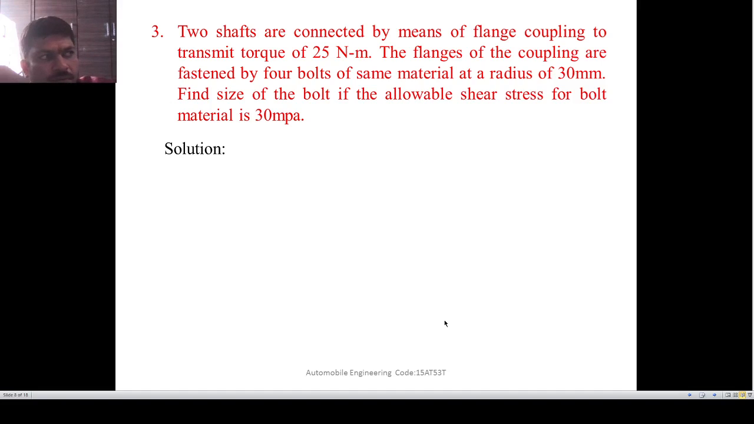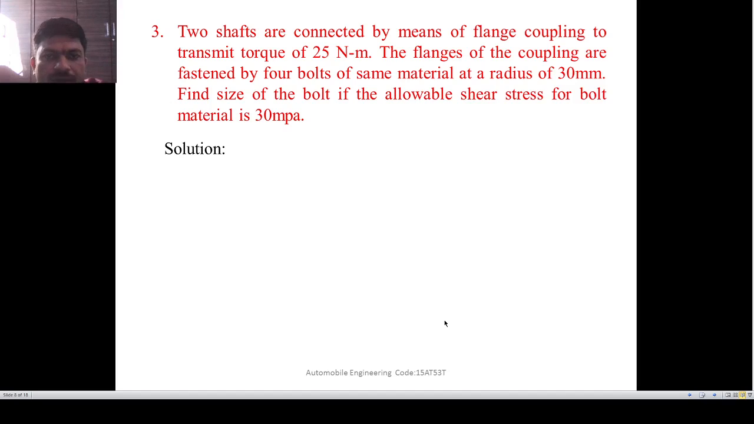Two shafts are connected by means of a flange coupling to transmit a torque of 25 Newton meter. The flanges of the coupling are fastened by 4 bolts of the same material at a radius of 30 mm. Find the size of the bolt if the allowable shear stress for the bolt material is 30 megapascal.